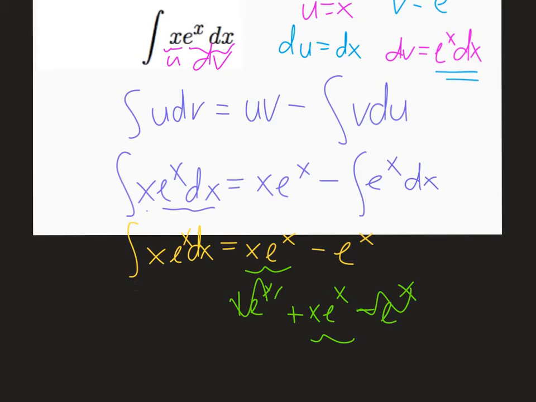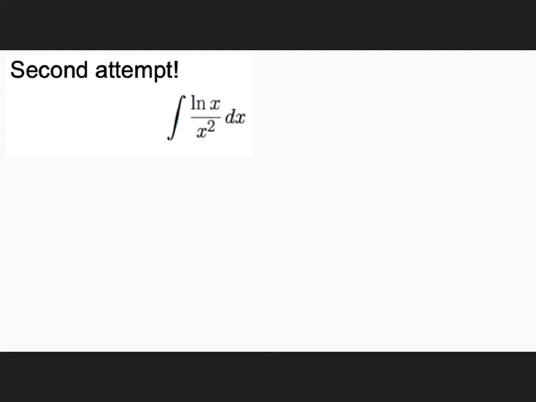Got it. Now you may be asking, could I have chosen differently? We'll try it. Maybe make x dx your dv and e to the x your u, and see if it works. Ooh, another one, okay.